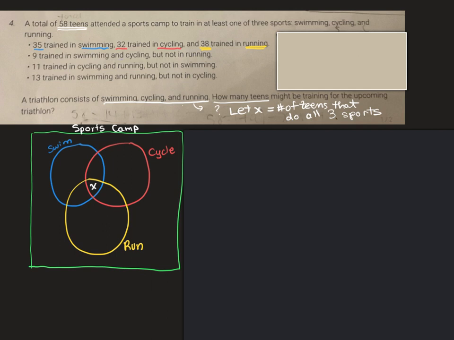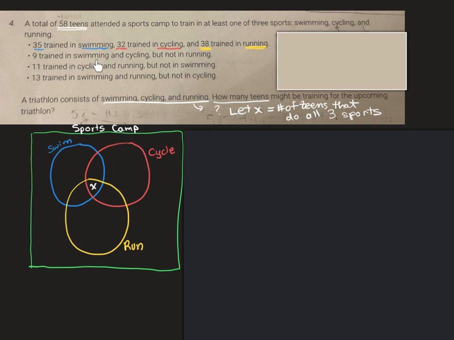Now we can't put 35 trained in swimming because that would be all of these regions within swimming added up, which should give us that 35. So we can't really use that yet. And same thing with the cycling and the running. So we're going to go down to the next line.